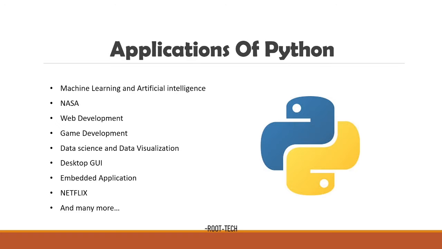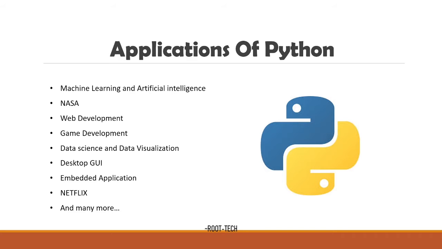Python can also be used in game development. Python has libraries called PySoy and Pygame on Python 3, which are used for game development. Data science and data visualization: Python has important data libraries such as Matplotlib and Seaborn, which can be used to plot graphs, which are used in performing scientific experiments and drawing conclusions.